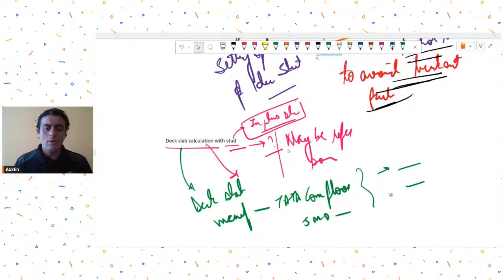So I'll suggest you to go to these websites, Tata Composite Floor, Tata Comfloor, or this SMD structural decks. I think they have their own design software which you can download free of cost. You download them, use those softwares. They also give you small design reports, so that will be helpful for you to understand the basic design process.